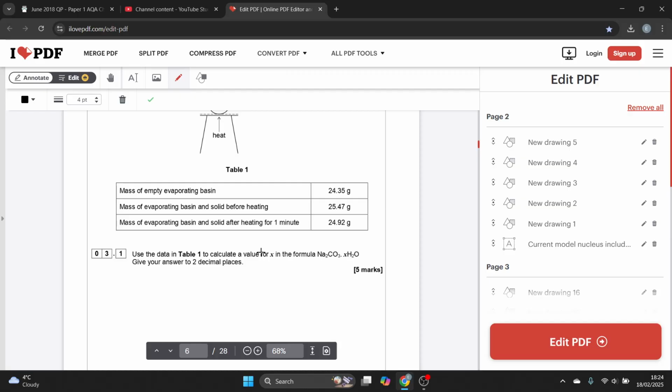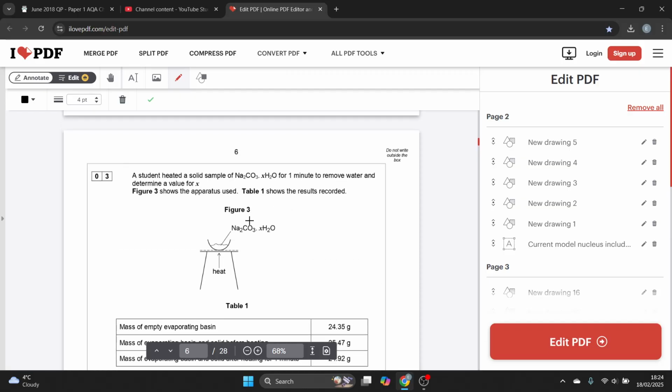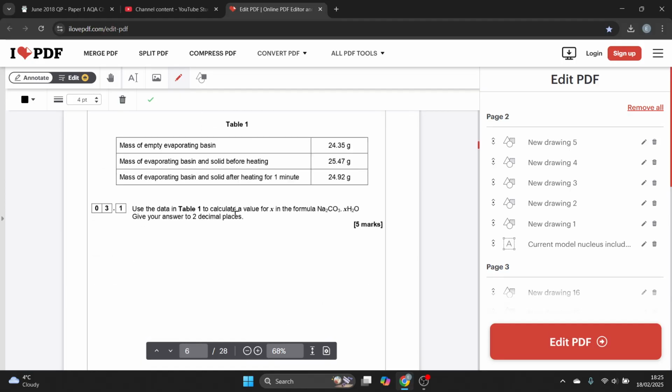Use data in table 1 to calculate the value for X in the formula Na2CO3·XH2O. Now, I know that we heat a solid sample of hydrated sodium carbonate for 1 minute to remove water and determine a value for X. Figure 3 shows the apparatus used. Table 1 shows the results recorded. Use data in table 1 to calculate the value for X in the formula Na2CO3·XH2O.